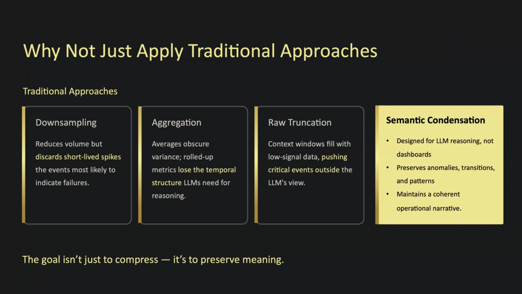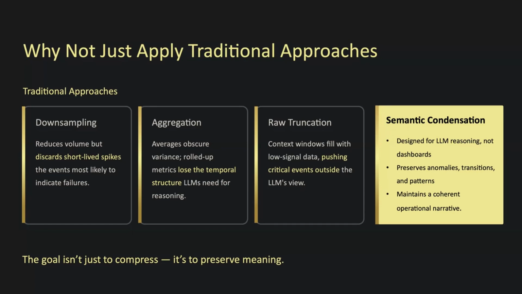Now, if you look at downsampling, for example, it definitely reduces the volume, but it discards all of the short-lived spikes. And for a domain like observability, these short-lived spikes are going to be critical to determining the root cause of an incident. Moving on to aggregation, aggregation generally smooths your data, but the bad thing is it obscures or flattens your variance. And at the end of the day, you lose the temporal structure of the data.